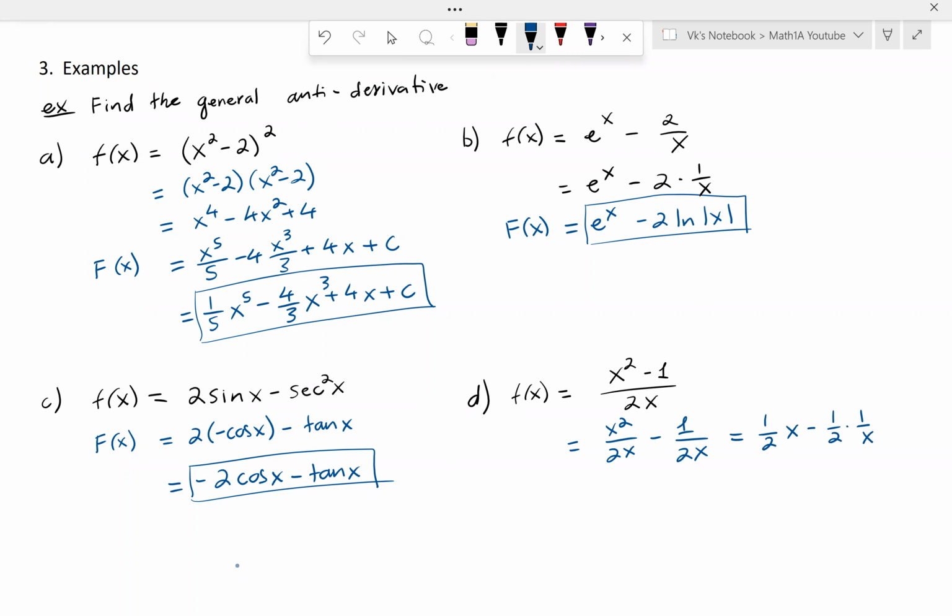And now we can take the antiderivative of each. The antiderivative of x is x squared over 2. The antiderivative of 1 over x is ln of the absolute value of x. Simplify, we have 1/4 x squared minus 1/2 ln of the absolute value of x. Very nice. One more example.